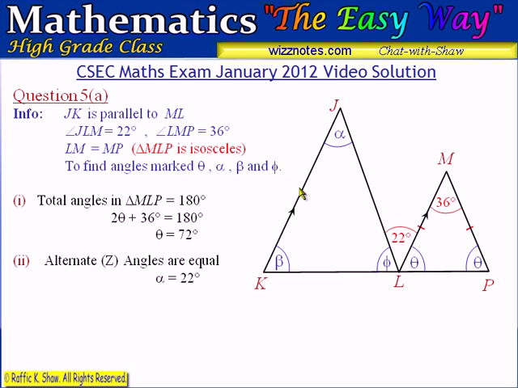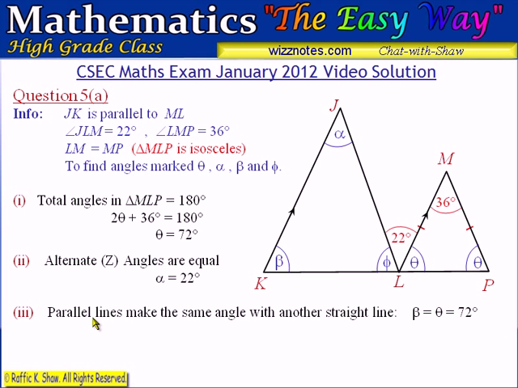This is a straight line, and this line is parallel to this line. So the angle that this parallel line makes with this straight line is the same that this parallel line will make with this one, right? So that's it. That's how we're going to find beta.